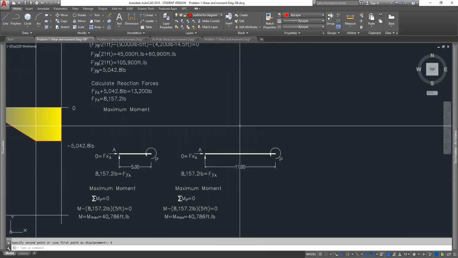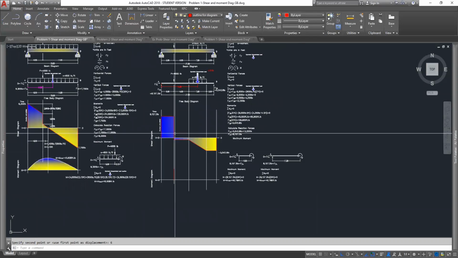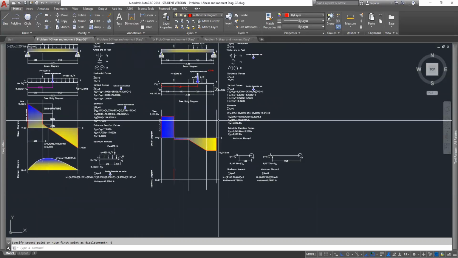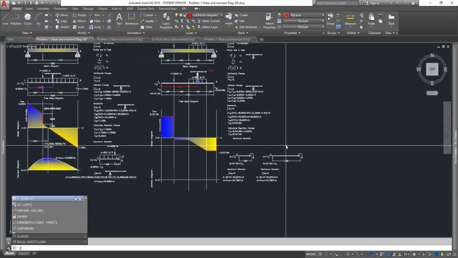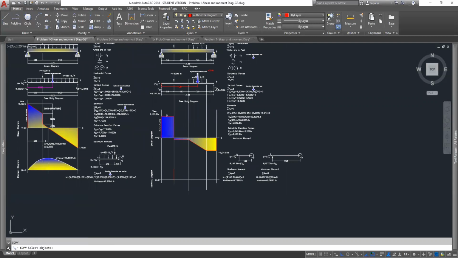You got one reaction, but now we've got another reaction, correct? We've got this one coming down. So now at this point, we do have to.